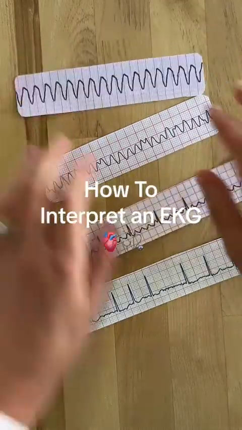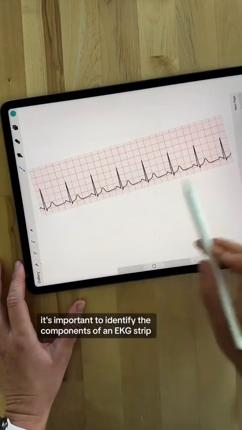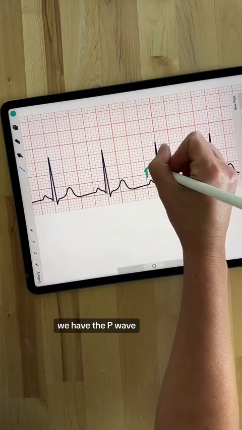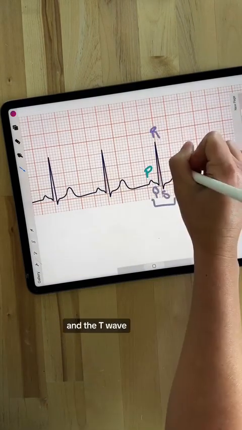Let's talk about how to interpret an EKG. Before we start, it's important to identify the components of an EKG strip. We have the P wave, the QRS complex, and the T wave.